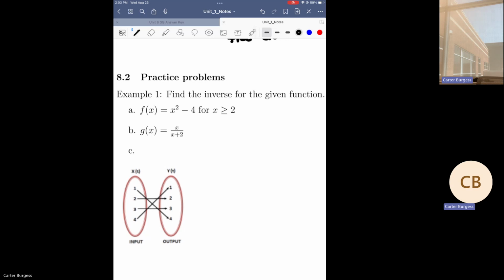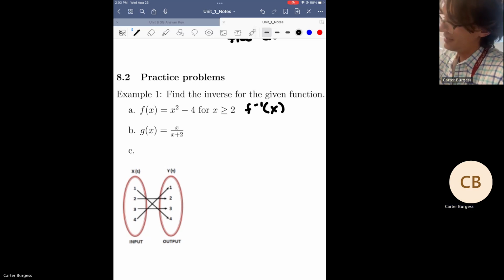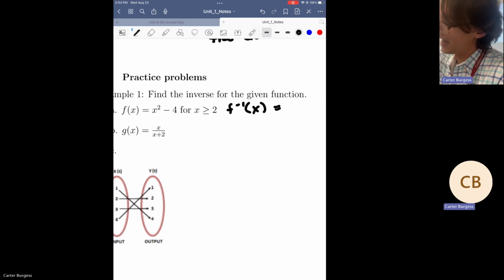And so here I'm just saying, let's just look at the positive ones. We're only looking at positive values for our x, which means we're only going to look at positive outputs for our inverse function. What we end up getting there should have been something like f inverse of x is equal to the square root of x plus 4.